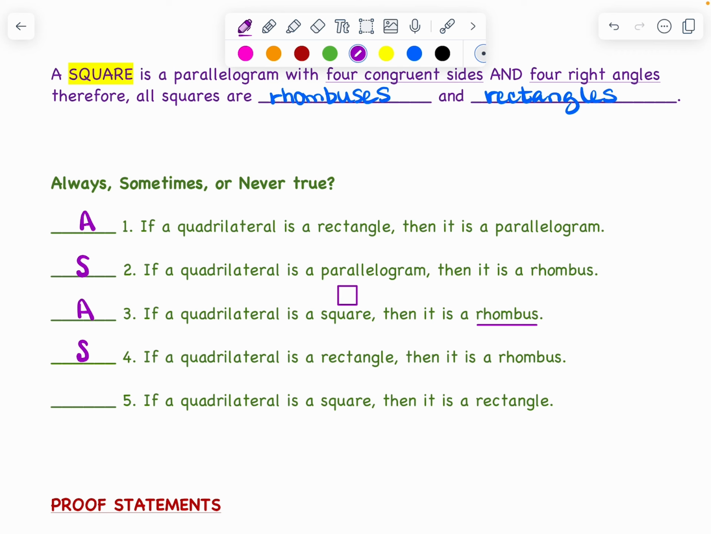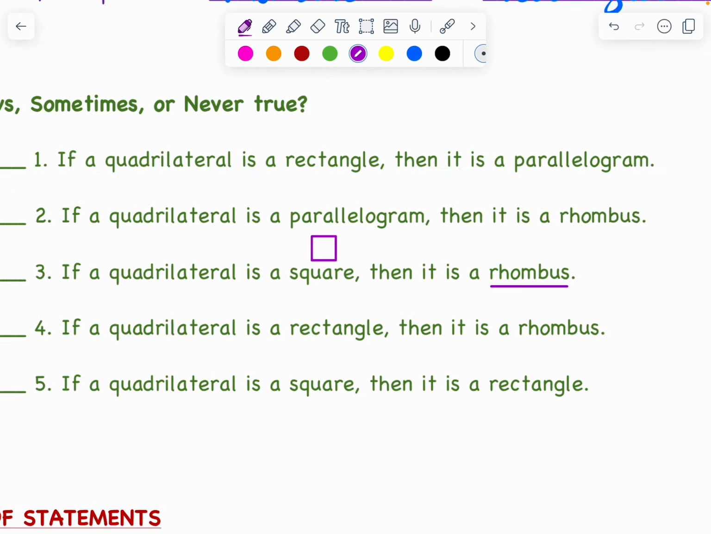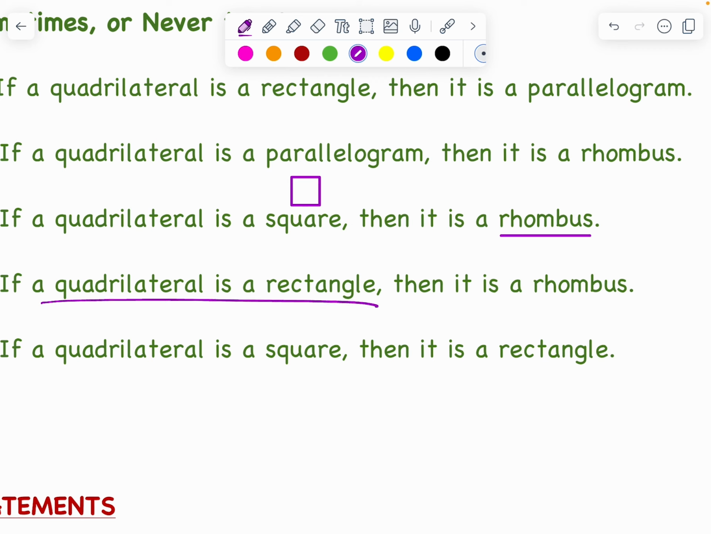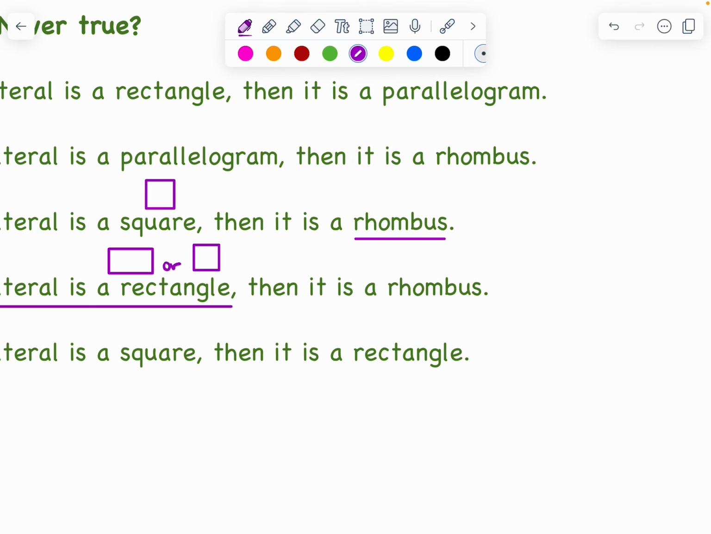So the answer is sometimes, right? And you might be thinking, what? Why is that sometimes, right? It all has to do with this hypothesis. If a quadrilateral is a rectangle, well, I'm going to ask myself, what could that be? If I'm looking at a rectangle, then I could either be looking at a rectangle or I could be looking at a square, because all squares are rectangles. So when someone tells me I'm looking at a rectangle, it could be a rectangle or a square.